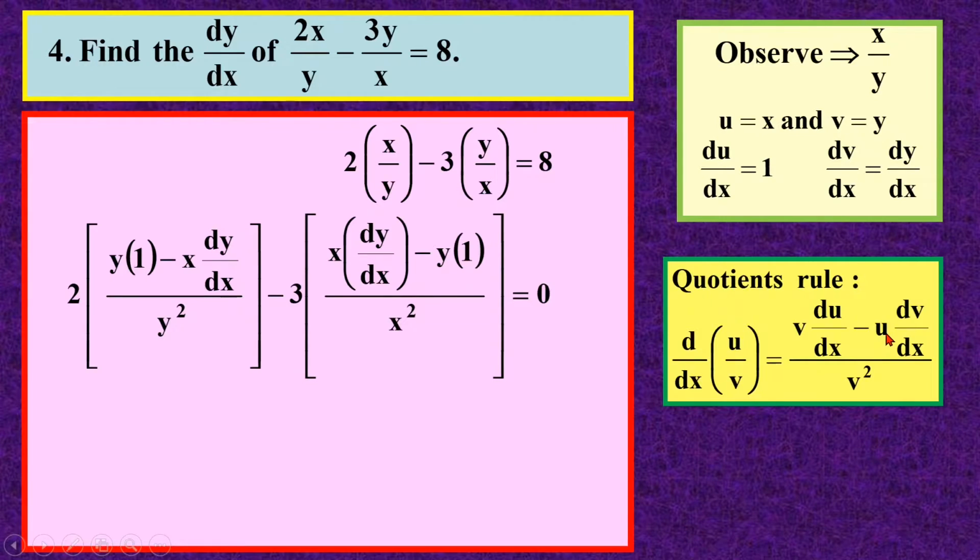Minus u. So, u is x. So, minus x, multiply with dv dx, which is dy dx. So, I will write that there. Now, these steps will be the same for y over x. So I will need to follow the same step that I have here and put them into the quotient rule.